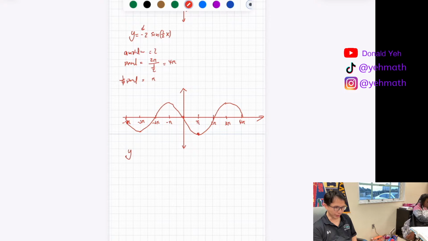Now I'm going to try to graph the next one. I'm going to graph 4 cosine of 2/3 x. Now cosine doesn't start at 0. It starts at a peak. So you have to be very cautious when you're doing this.